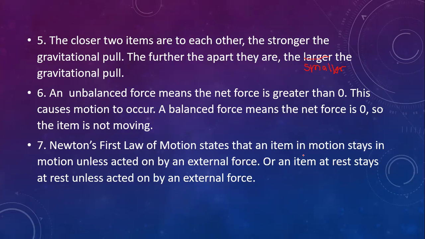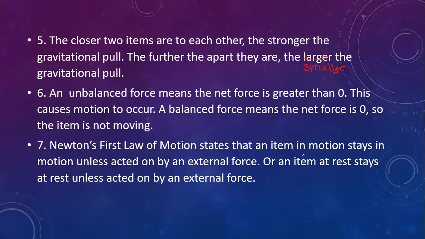When forces act on each other, they can have either an unbalanced force or a balanced force. An unbalanced force means that the net force is greater than zero. And since the net force is greater than zero, this means that motion is occurring. So either a push or a pull is occurring and causing that item to move. A balanced force means that the net force is zero, so the item is not in motion.